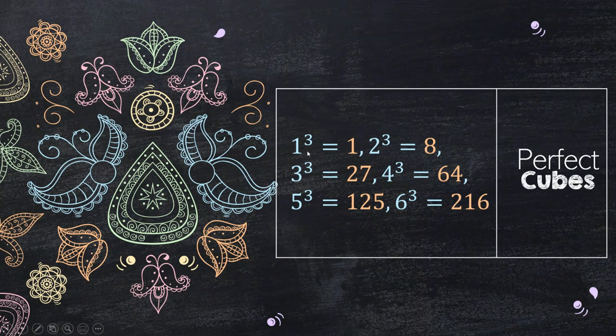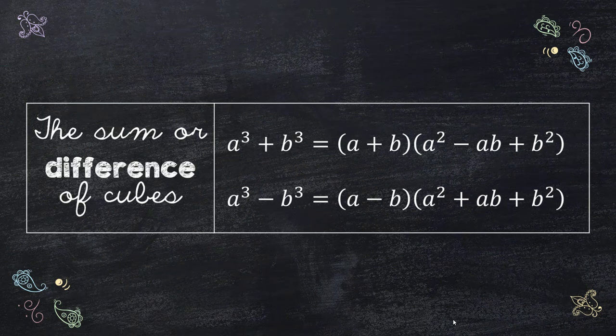So 1 cubed is 1, 2 cubed is 8, 3 cubed is 27, 4 cubed is 64, 5 cubed is 125, and 6 cubed is 216. So that's just 6 numbers that are perfect cubes. There are more, obviously, but if you can commit these numbers to memory and recognize them as perfect cubes, it will help you to notice the pattern so that you can then apply these formulas.